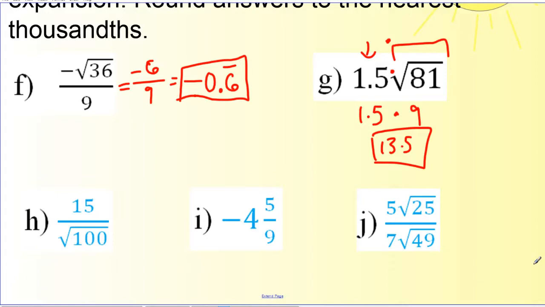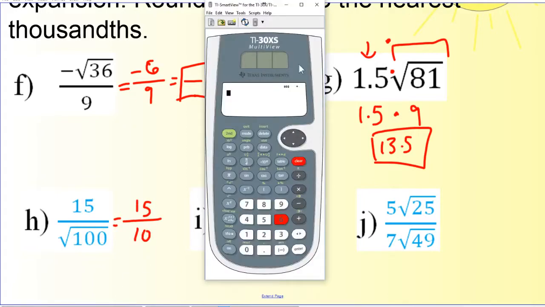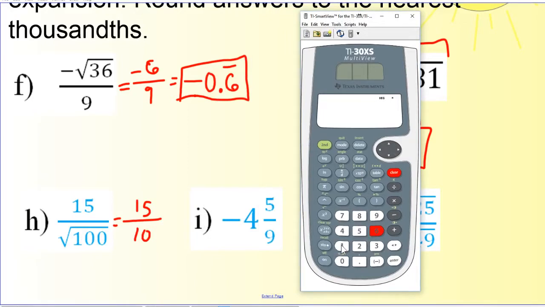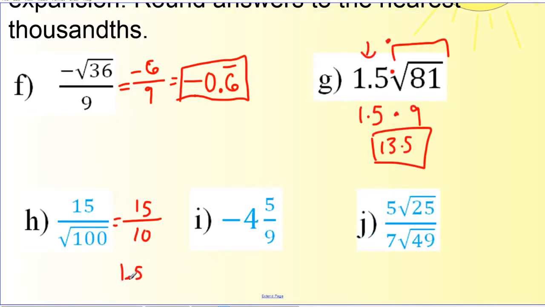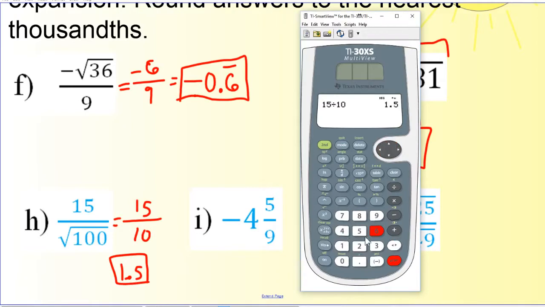All right, so you probably calculated the square root down here. The square root of 100 is 10. And so you had 15 over 10. And then you take 15 divided by 10. You got 1.5. And that's it. You don't have to do anything else with it.